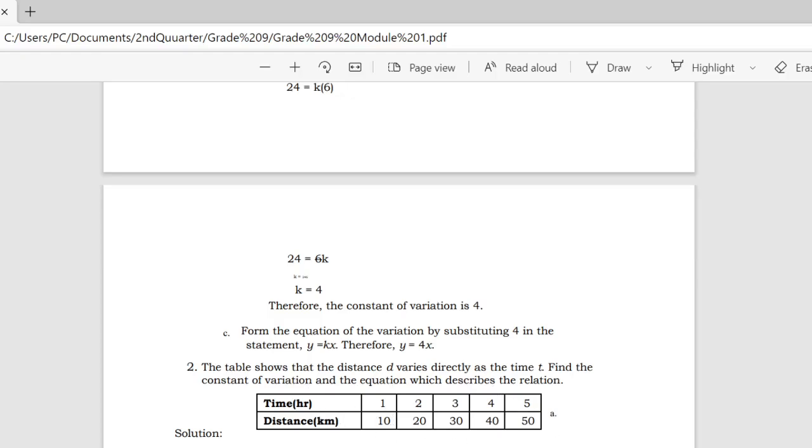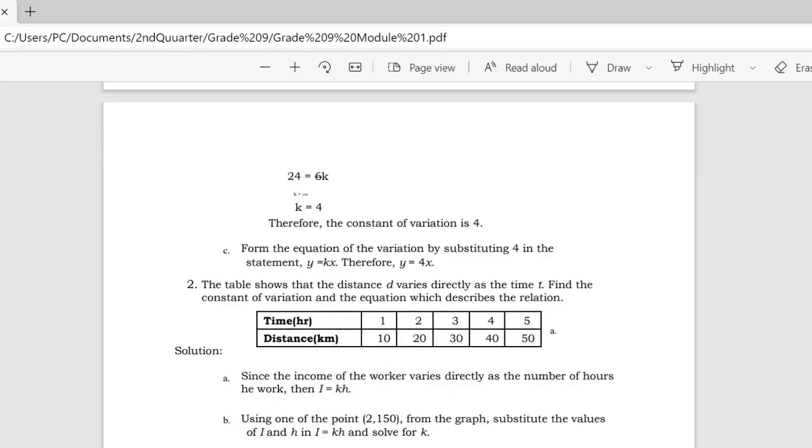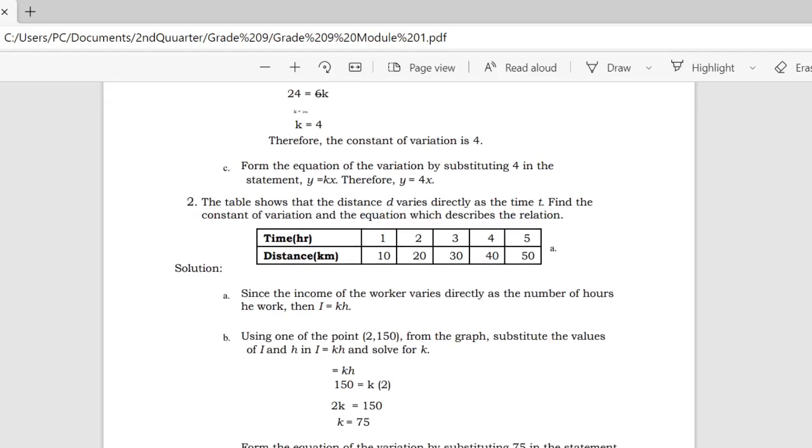Wait first. The statement here should be in terms of D and T. It should be D and T. This solution is not supposed to be here, because the equation there is different. Sorry that this was not fixed. This must be D equals KT. So here it should be D equals KT.